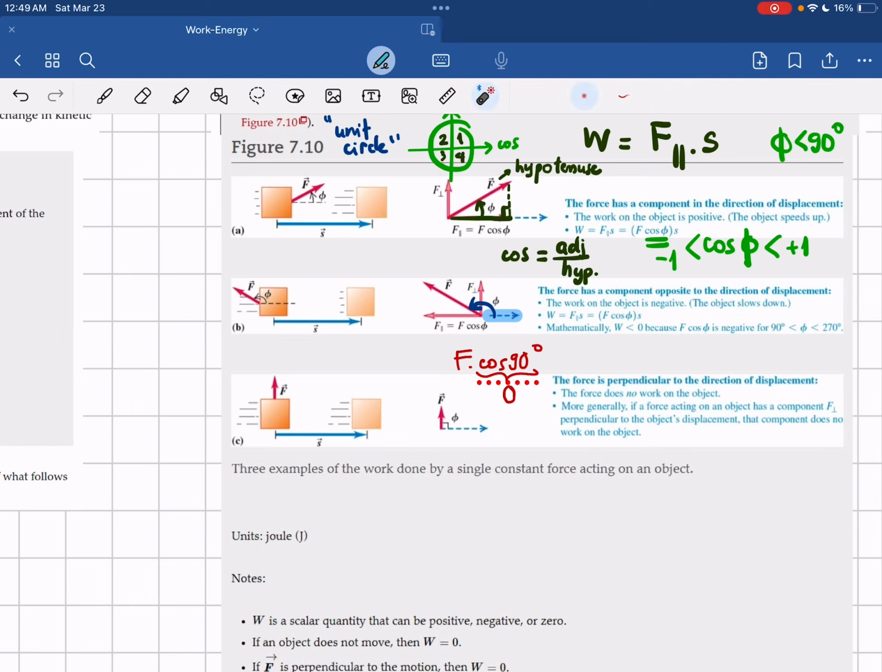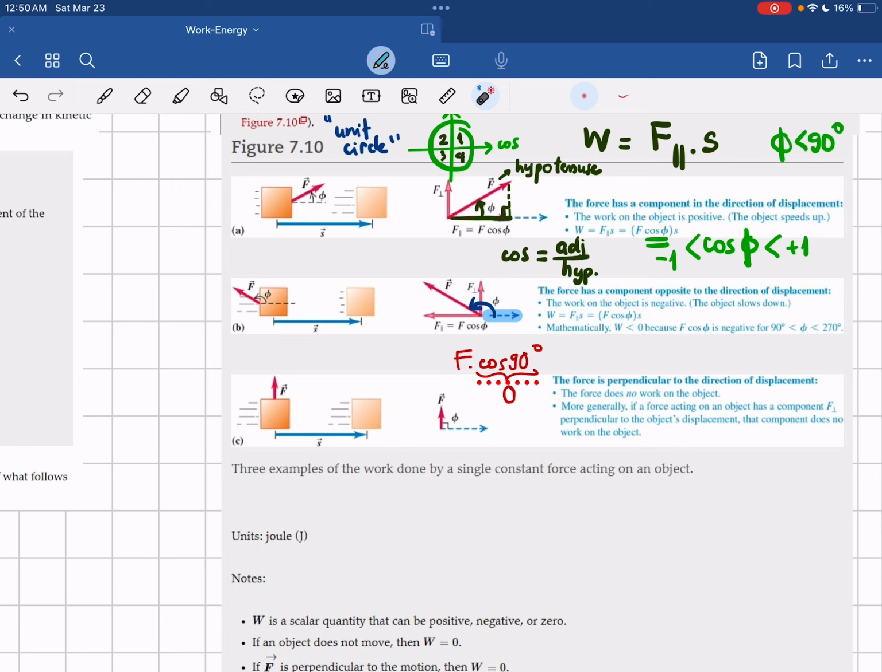So when it's 0 work, it means that there's no work on the object when the object travels in this way for that displacement. So we say more generally, if the force acting on an object has a component, as you say here, perpendicular to the object's displacement, that component does no work on the object. Yes, I can see that. It's neutral. At least it's not against the motion doing some negative work, but it does not help at all in the movement in this direction.